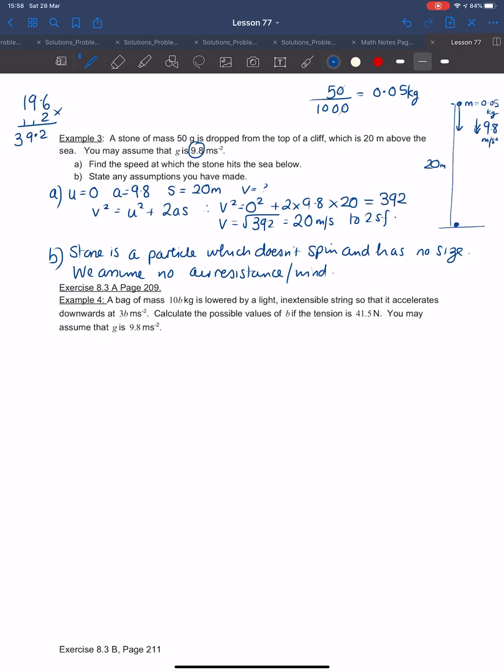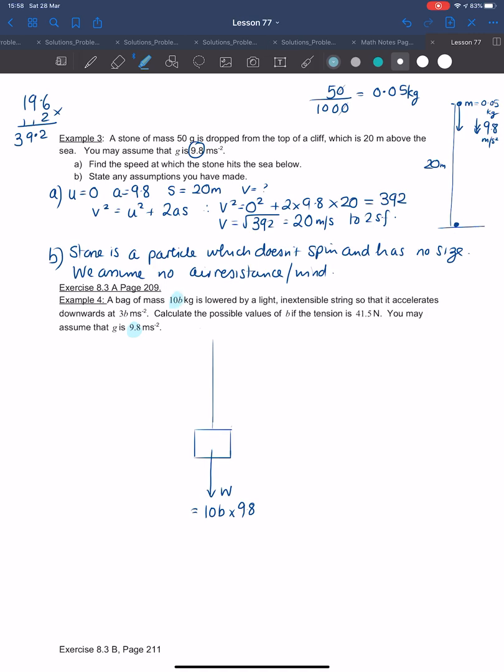And then example 4. A bag of mass 10b kilograms is lowered by a light, inextensible string. So this is 10b kilograms. So it's got 10b, that's its mass. So the weight downwards is mass times acceleration, which is mass times 9.8. It says in the question, look there, 9.8. So I found that one.